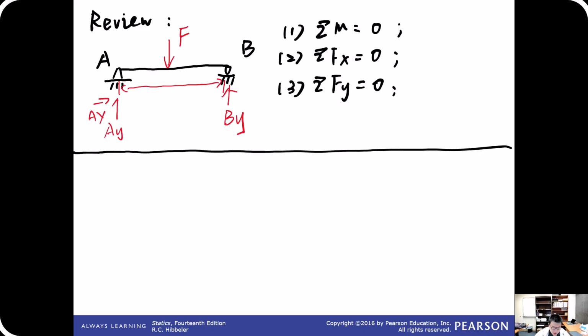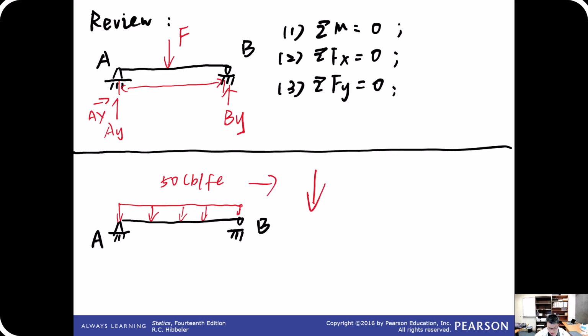And also for other cases, the force sometimes can be a distributed force. You should also be able to convert the distributed force into a single loaded force. That's what we have already discussed and learned so far.